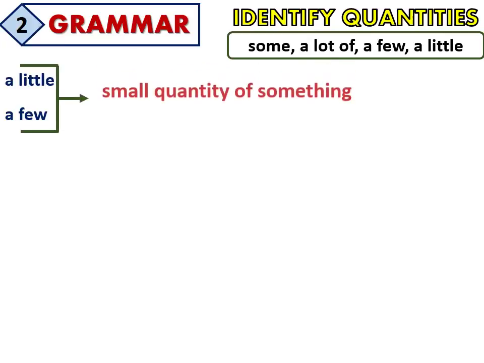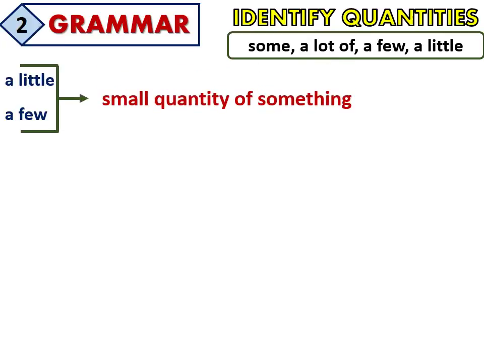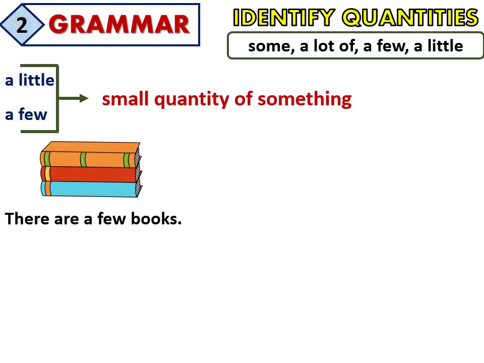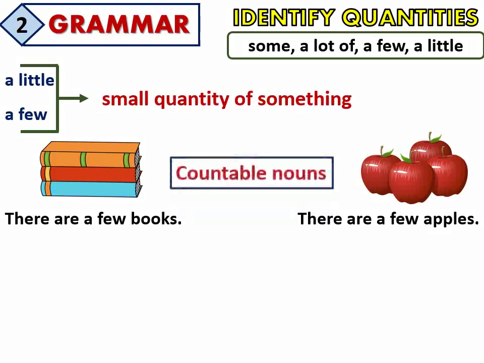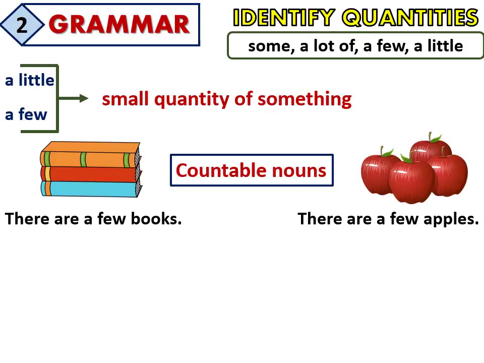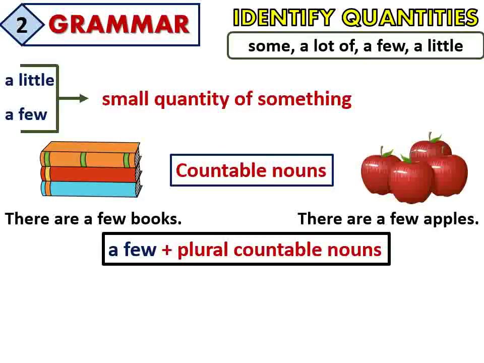First of all, we use a little or a few to describe a small quantity of something. For example, there are a few books. There are a few apples. The first thing we want to look at is that all of these nouns are countable nouns. A countable noun is a noun that is a separate object. We can count 1, 2, 3, 4, 5, and so on. And with a few, they are all in plural. So the rule is that we use a few plus plural countable nouns. If the noun is a countable noun, we must only use a few. We don't use a little with countable nouns.